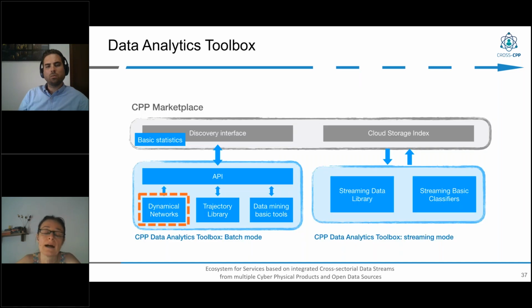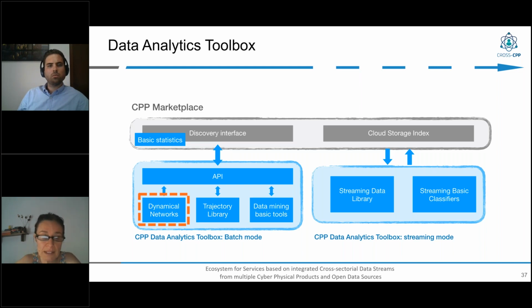Also, we have a module for dynamical networks. Because then we have the basic data mining tools that we are not going to go through, because they are the typical clustering, classification methods, association, and so on. Or, for example, the basic classifiers in streaming. So it is the same classifiers and so on. But we are going to go into the dynamical networks.